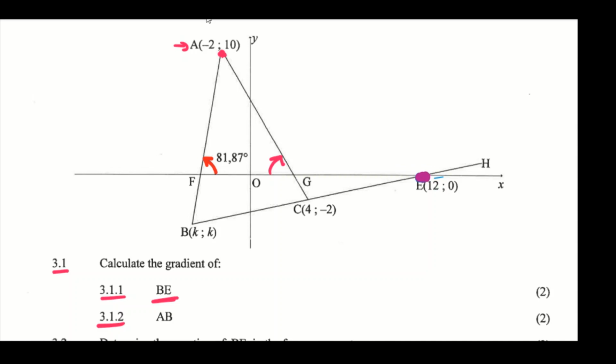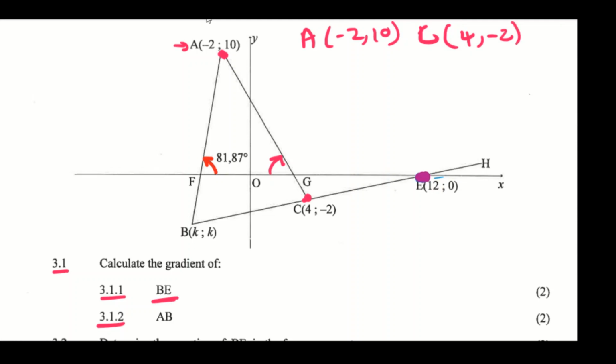So for us to find that, we must first identify the gradient of AC. If we identify that gradient, then we'll be able to identify the angle of declination. So we're having A being equal to (-2, 10). We're having C being equal to (4, -2), right?